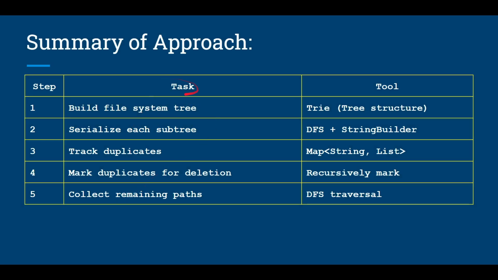So the task we have to implement: very first, build the file system tree, then do the serialization at each step, then track the duplicates and mark the duplicates for deletion, and the remaining ones will be collected as the remaining paths, right? So very first we'll use a trie, then we'll use DFS, then we'll use a map, and then recursion. We'll keep going with that, mark it, and further do the DFS traversal.